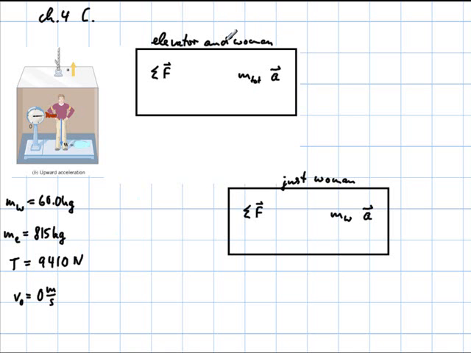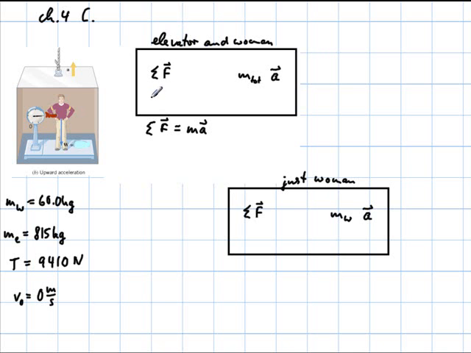Okay, as you can already see, I set up the problem into two parts, elevator and woman, and just the woman. What gave it away is that we have two different masses given here, one for the woman and one for the elevator. And because there's only one mass in Newton's second law, that's why I split it up into a couple of problems. So let's see how far we get with this. First of all, I'm going to write down Newton's second law. Maybe that should be second, because I should first identify what I have.